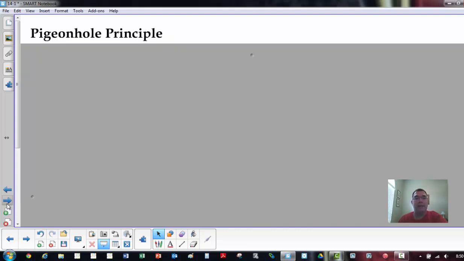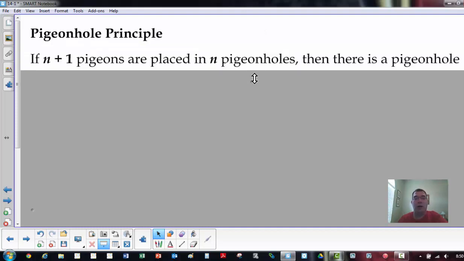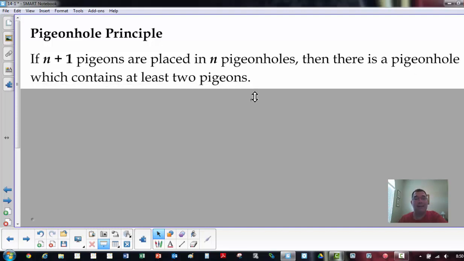Now we have the second type of proof. We're going to call this the Pigeonhole Principle. That's actually what it's called. And what it says is that if n plus 1 pigeons are placed in n pigeonholes, then there is a pigeonhole that contains at least 2 pigeons. You can imagine that to be true because once all n pigeonholes are filled, assuming that they were filled each with 1 pigeon, you've still got 1 pigeon left over. It's got to go somewhere, so it's going to have to go in a pigeonhole that already has a pigeon in it. So there's where you have a pigeonhole with at least 2 pigeons.